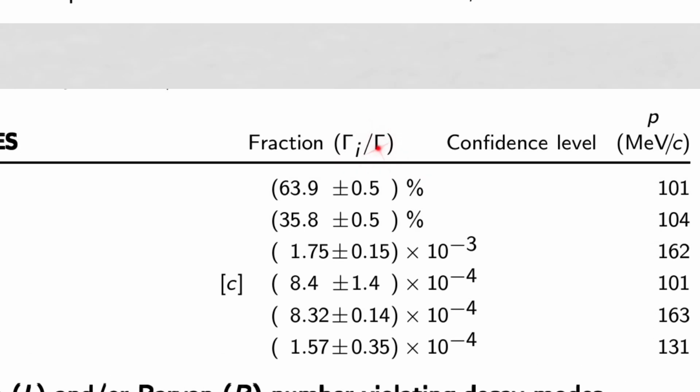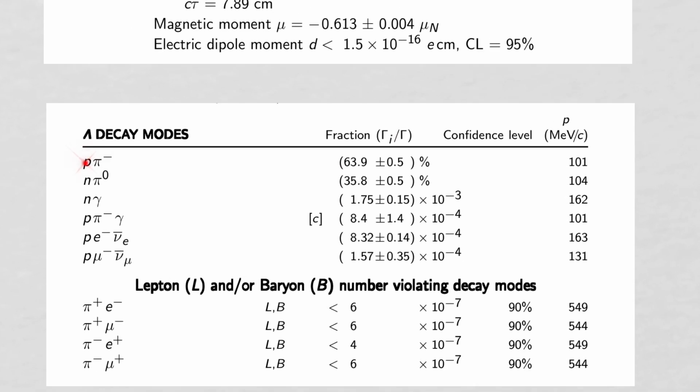This gamma here is the decay width. We won't go into this line shape of the particle, which would tell us something about its lifetime. But we do know that of all of these, the fraction of the decays, 63% of them are going to be into the proton and the negative pion, followed by 35%, which are going to be the neutron and the neutral pion.